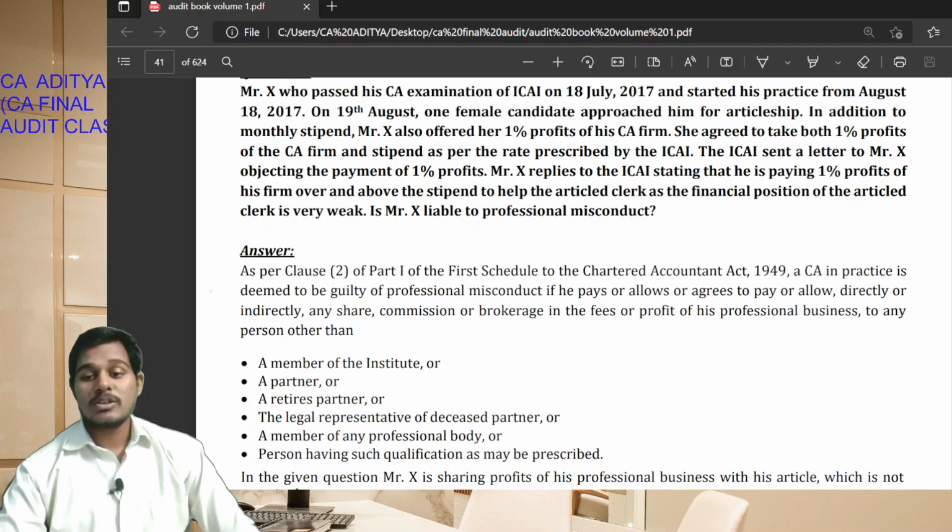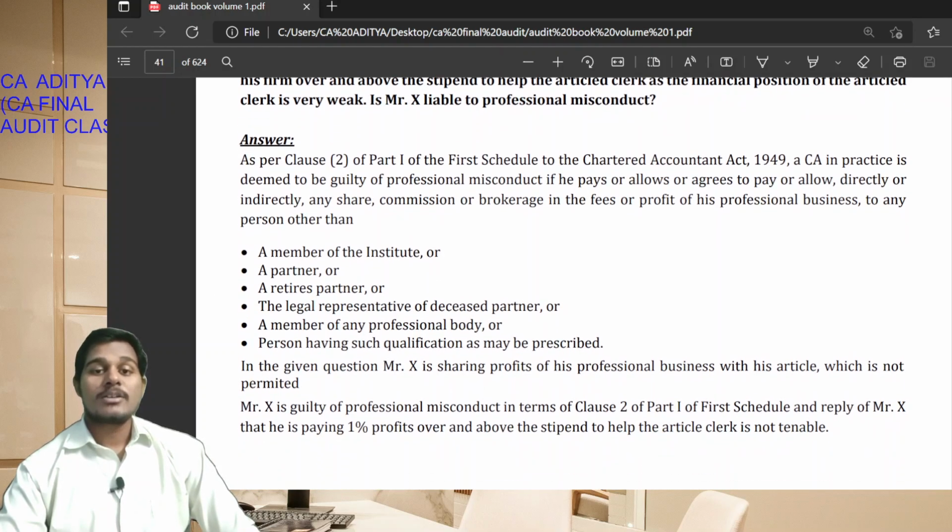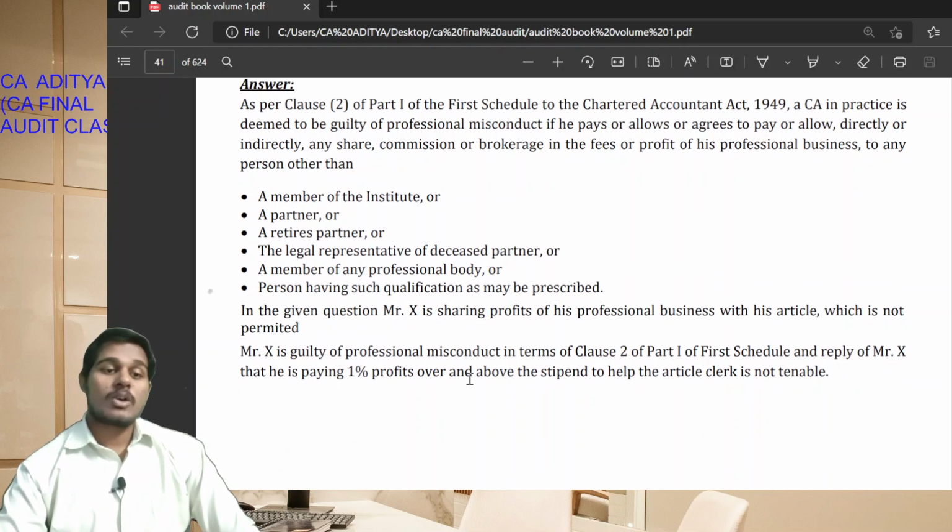See students, she is not a partner. The article student is not a partner, not a retired partner, not a legal representative of a deceased partner, not a member of a professional body, and does not have a prescribed qualification. So in the present case, Mr. X will be guilty of professional misconduct for sharing the profits with the article student.